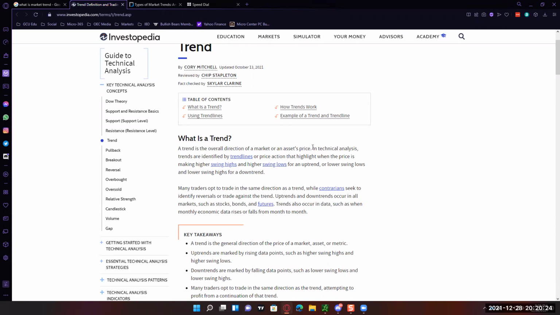In technical analysis, trends are identified by trend lines or by price action that is highlighted when price is making higher swing highs and higher swing lows for an uptrend, or lower swing lows and lower swing highs for a downtrend. And just pause there, right? And kind of digest that, chew on it for a moment. Higher highs with higher lows, lower highs with lower lows in a swing.